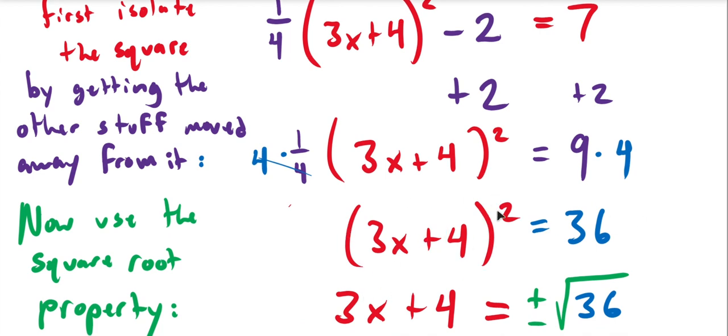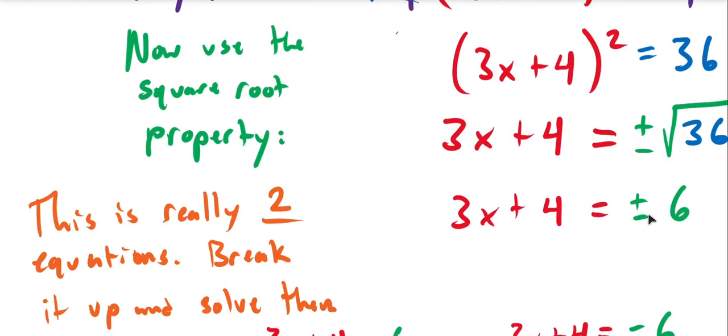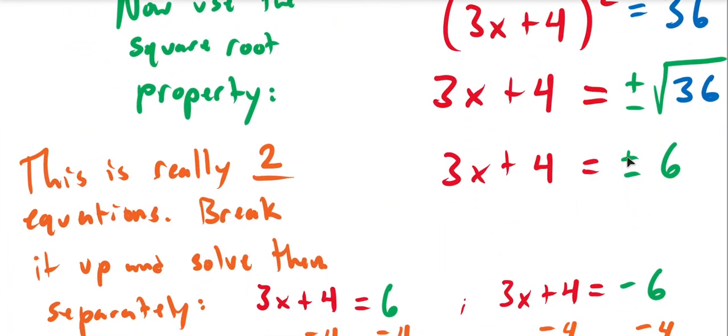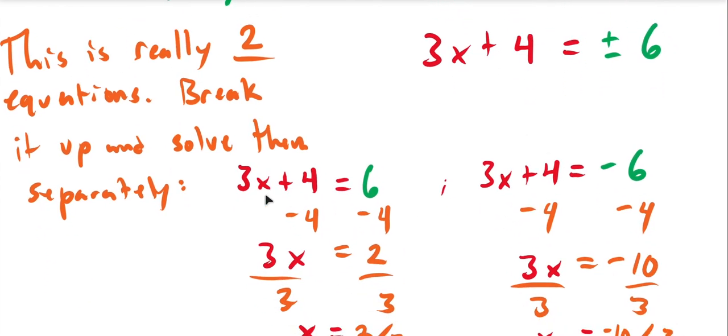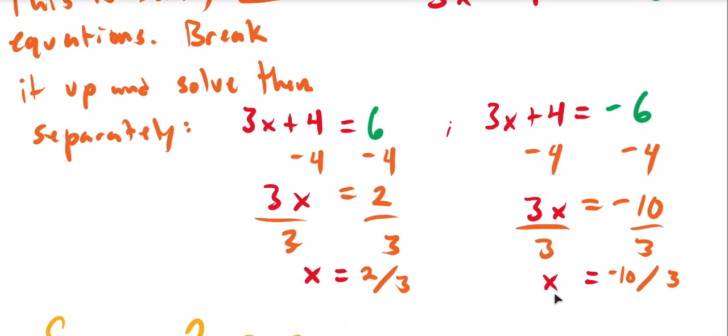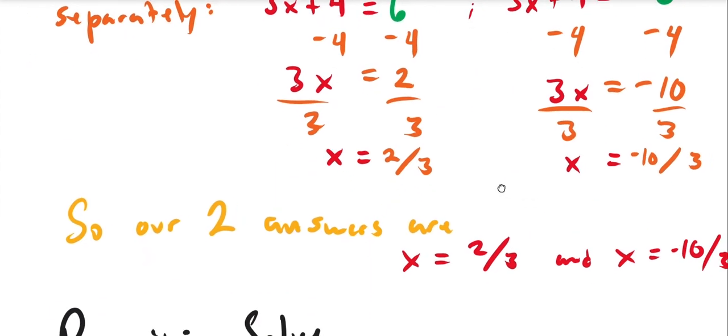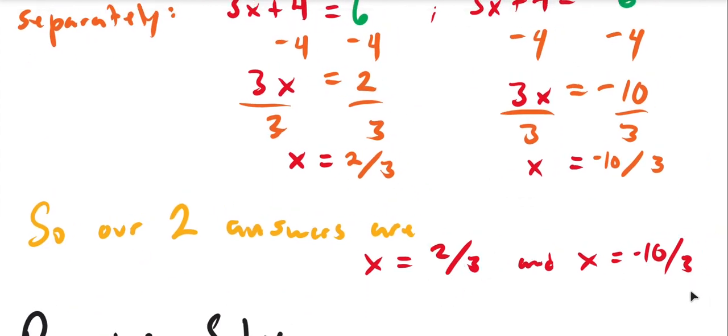Once we have the 3x plus 4 squared isolated, notice there's no x's over here, we square root both sides and we take the plus and minus of this square root. Now, that actually gives us two equations. We should break these apart and solve them separately, because this actually says 3x plus 4 equals 6 and 3x plus 4 equals minus 6. So we break those into two, 3x plus 4 equals 6 and 3x plus 4 equals minus 6, and then we solve those the usual way. That gives us 2/3 and negative 10/3 respectively. And so our answers are 2/3 and negative 10/3.